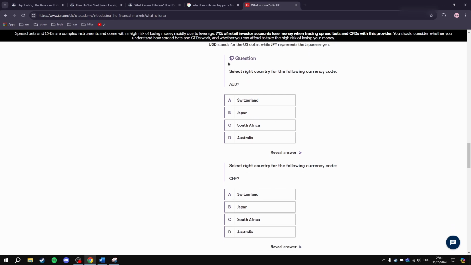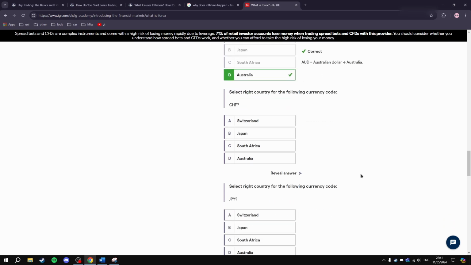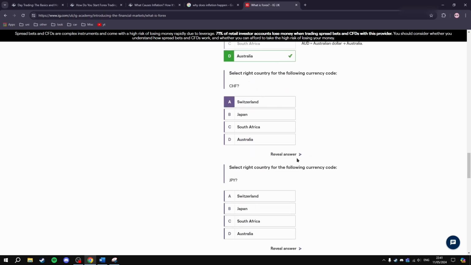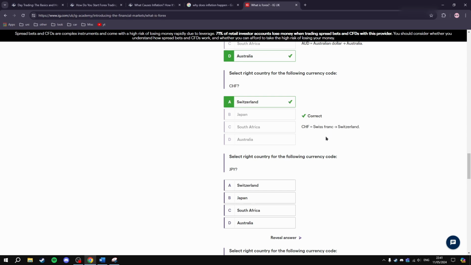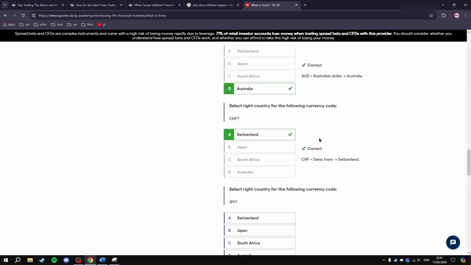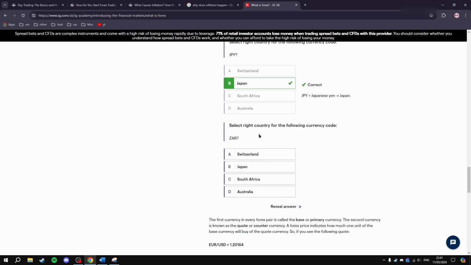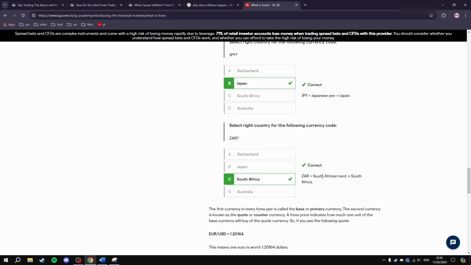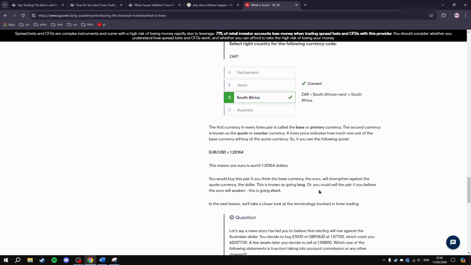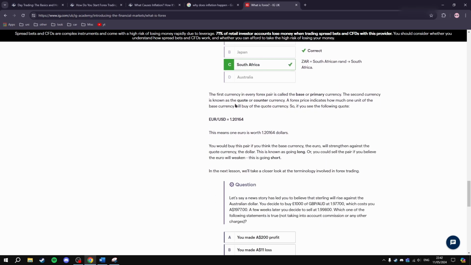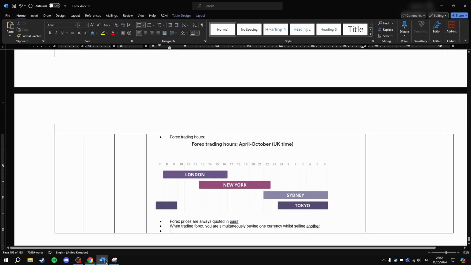Cool. Select the right country for the following currency codes: AUD, that's Australia; CHF, that's Switzerland, Swiss franc, but I don't get why CH though; JPY, Japan; ZAR, that must be South Africa then. South African Rand.